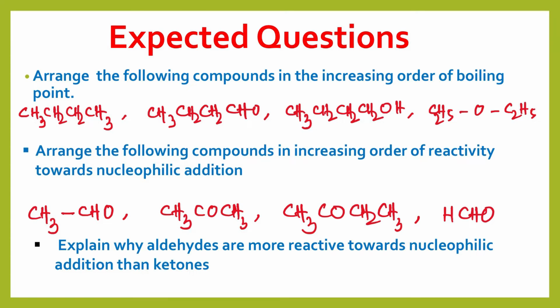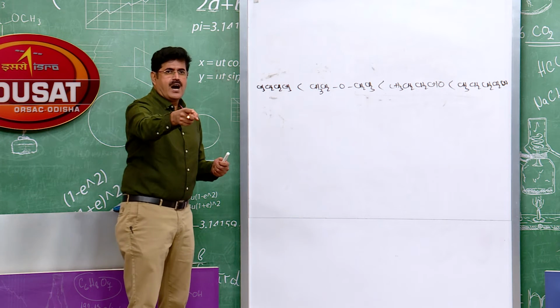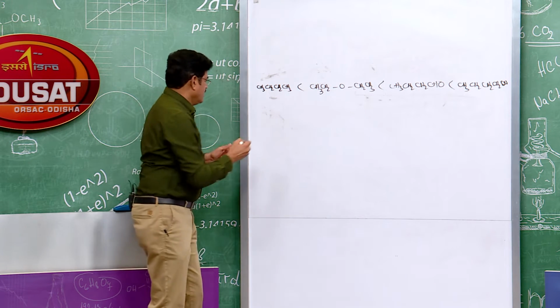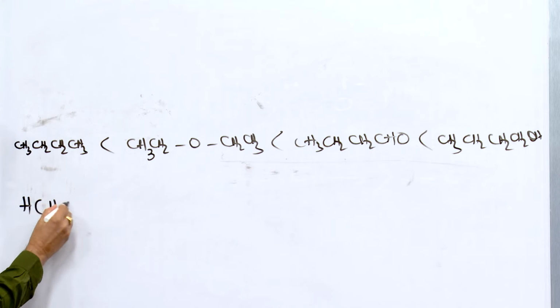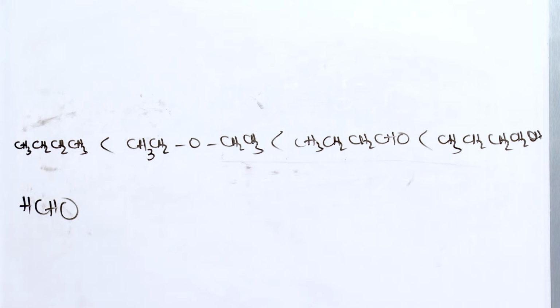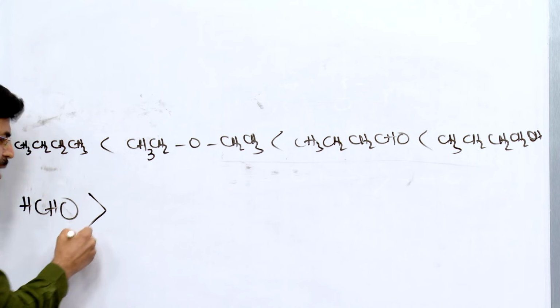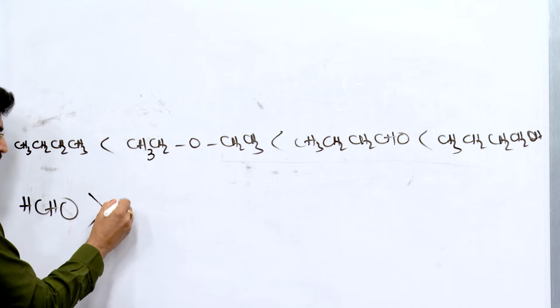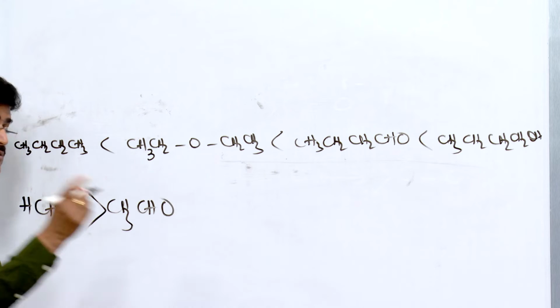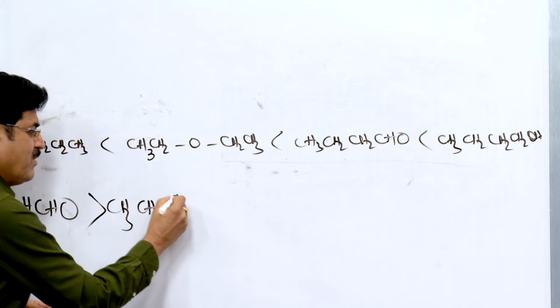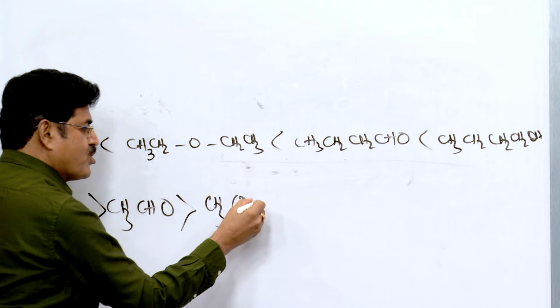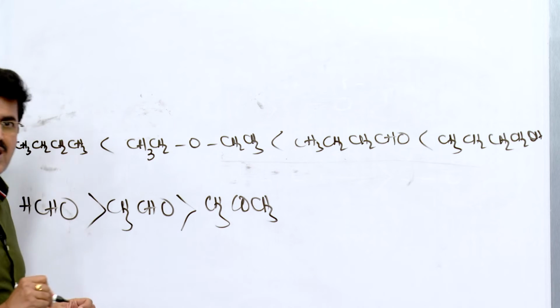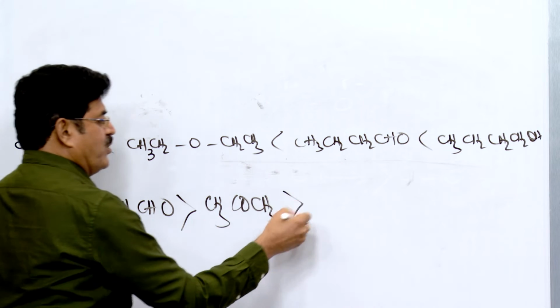You know the answer. Yes. The answer is formaldehyde. Formaldehyde is the most reactive towards nucleophilic addition here, followed by acetaldehyde, because aldehydes are more reactive than ketones. Then there are two ketones, followed by acetone, followed by butanone.